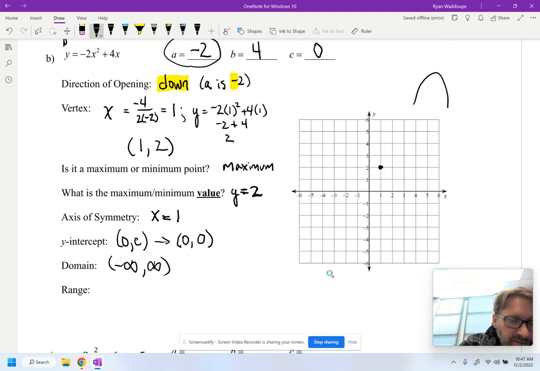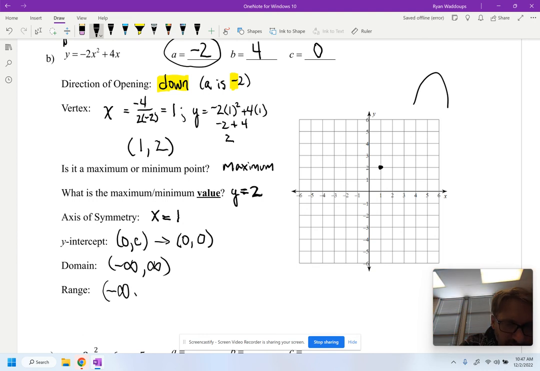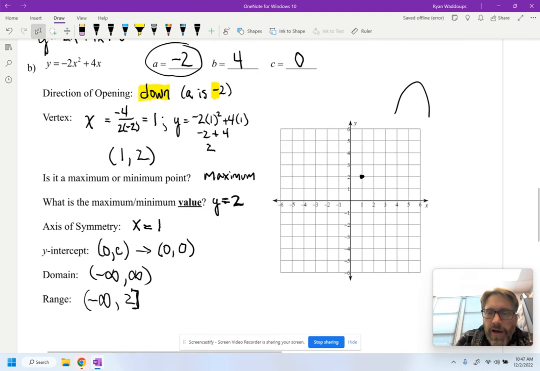it opens down, its lowest point, really there isn't one. It starts down at negative infinity and then goes up to 2 and includes 2. So we put a bracket. Now we can go over here and start graphing this.